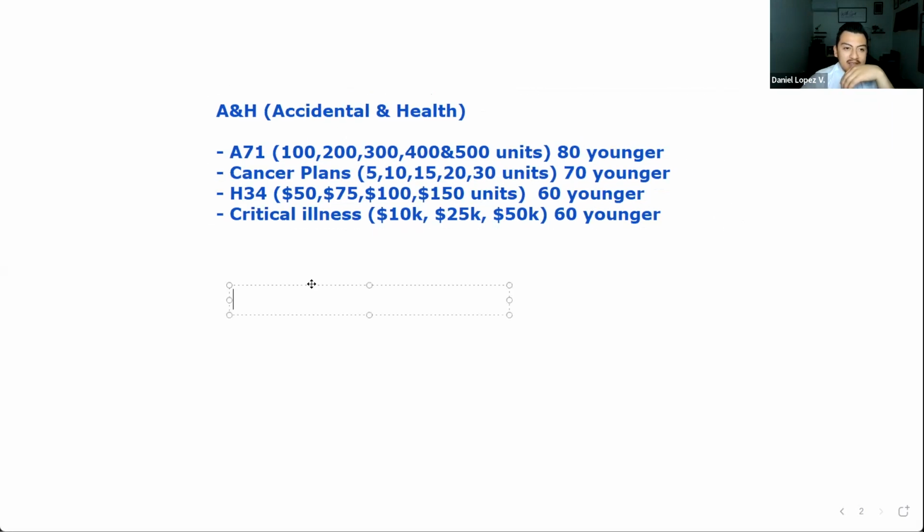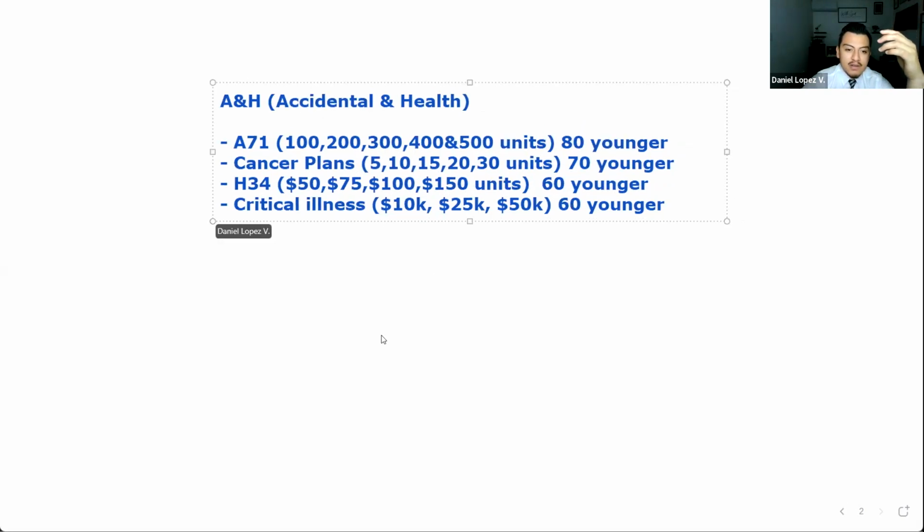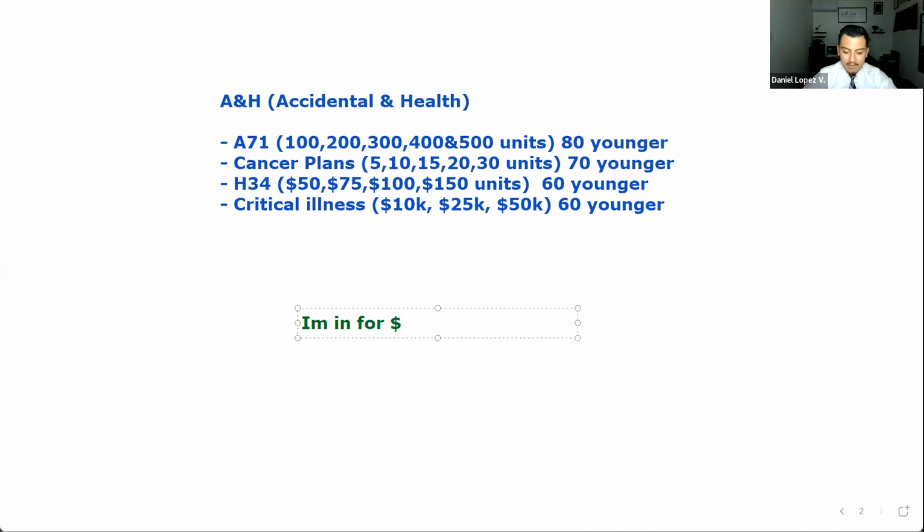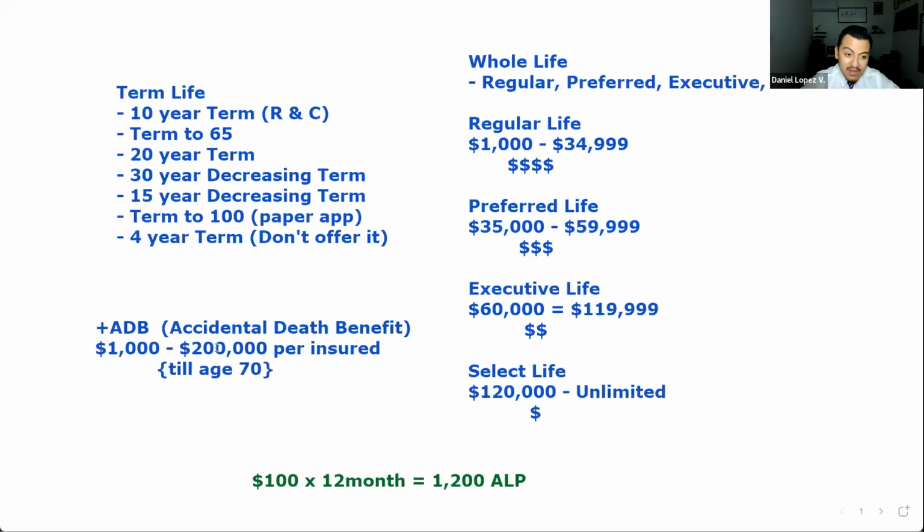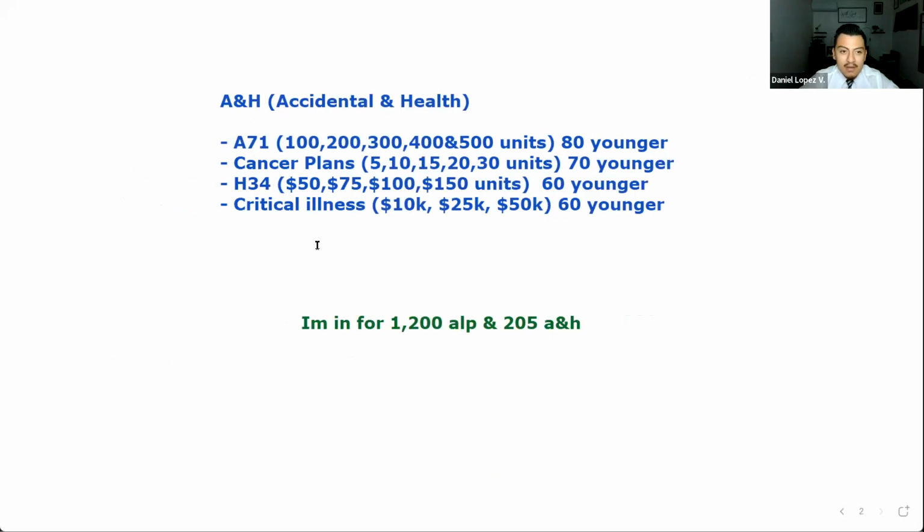All of this, A&H, is what you see on GroupMe. On GroupMe, you'll see, I'm in for, what's a common one? 1,200 AOP and 205 A&H. Now you understand why they use those terms. That means they sold some type of whole life or term with an ADB, maybe without, and they sold some type of A&H. Most likely it's the A71.